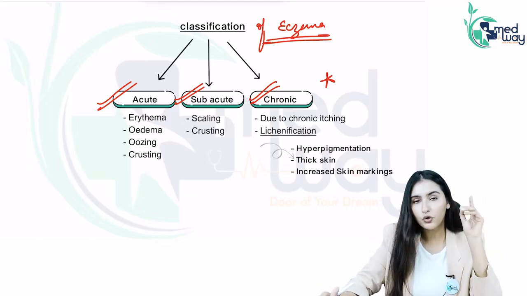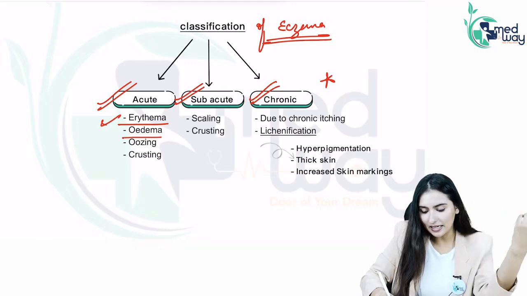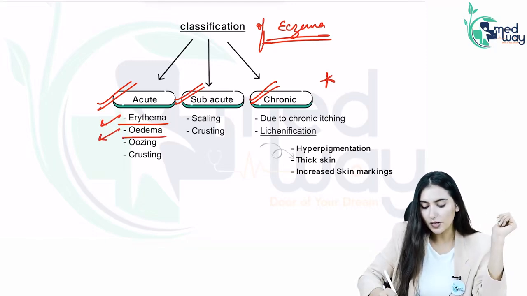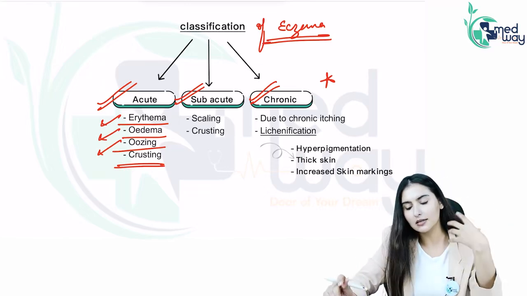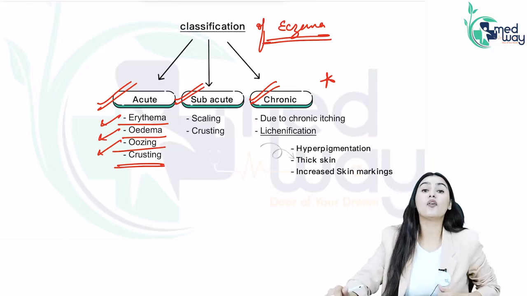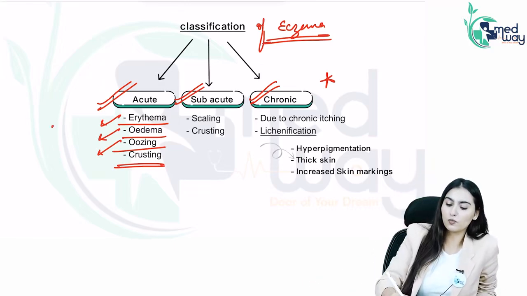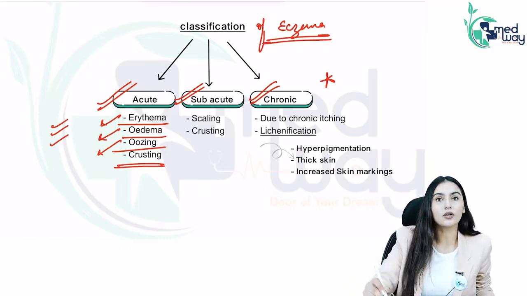For acute, you will have erythema. That is redness. There's going to be edema, that is swelling. There's going to be oozing, and there's going to be some amount of crusting. Not a lot, some crusting. Okay? So basically, it has all signs of acute inflammation. There is rubor, there is calor, there is dolor, everything is there. Okay? So that is acute eczema.